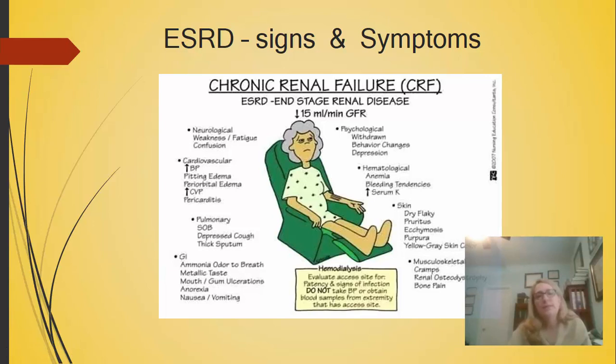End-stage renal disease signs and symptoms. I put this little cartoon slide in here, but it's not funny. These people are very sick. Some of the sickest people you'll ever take care of can be your chronic kidney disease, end-stage renal disease patients. They have a whole host of everything wrong with them.